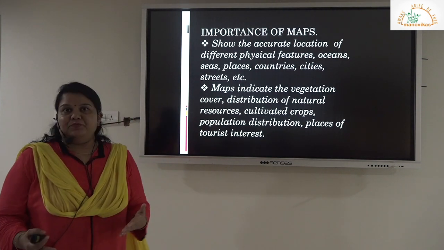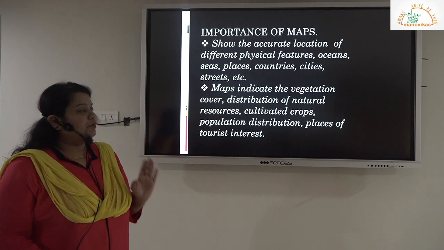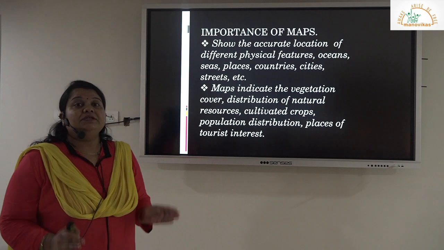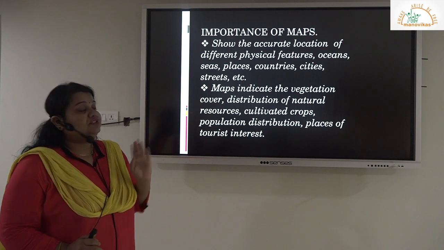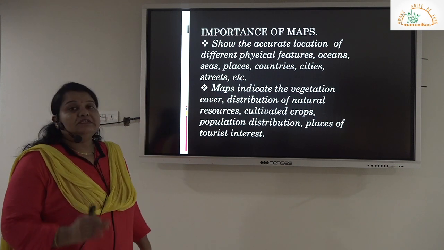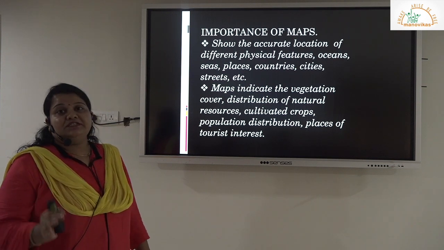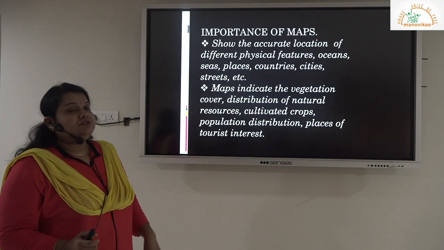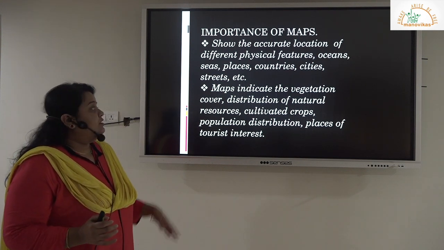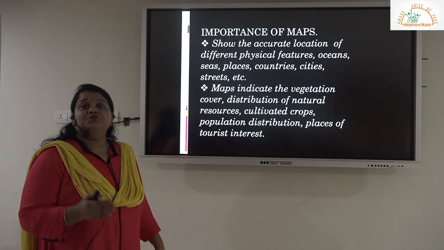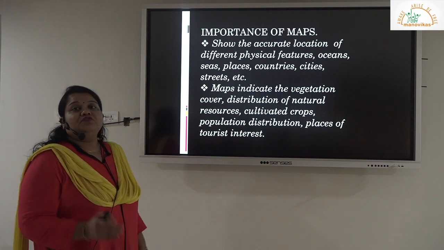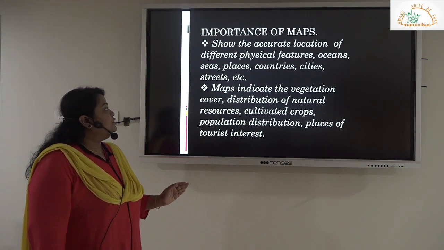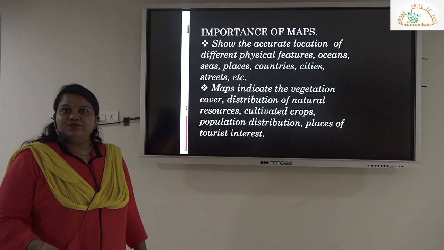Okay, coming towards the importance of maps. Now, how maps are important to us? The first point is that a map gives us the accurate location, representation of different physical features, oceans, seas, places, cities, states, continents, countries. Similarly, it also helps us to understand the vegetation cover, distribution of population, distribution of urban centers, distribution of tourist centers, distribution of cultivated areas, and so on and so forth.